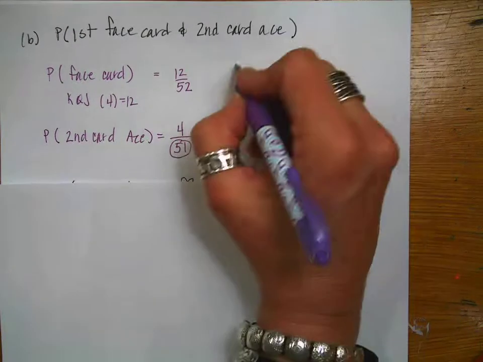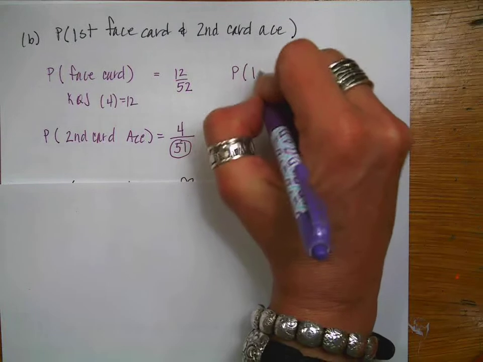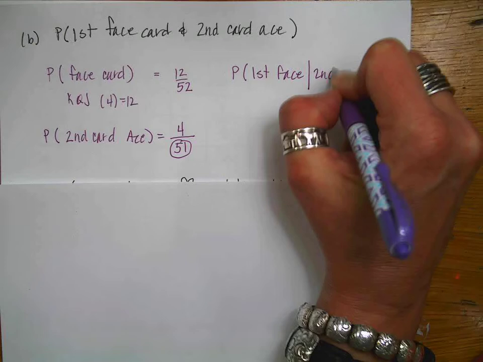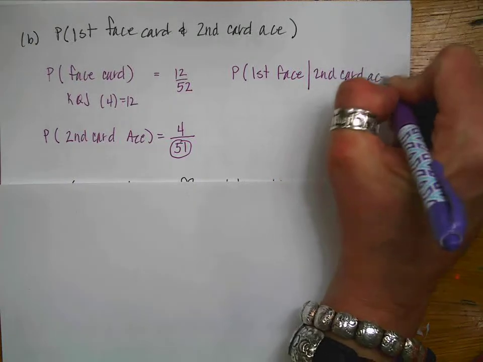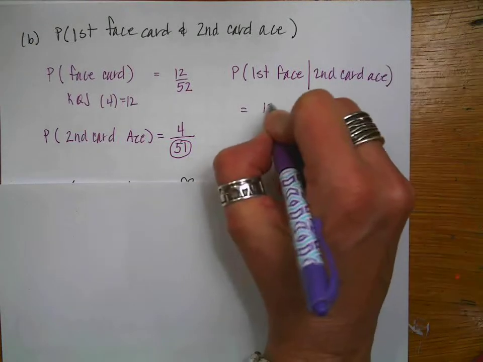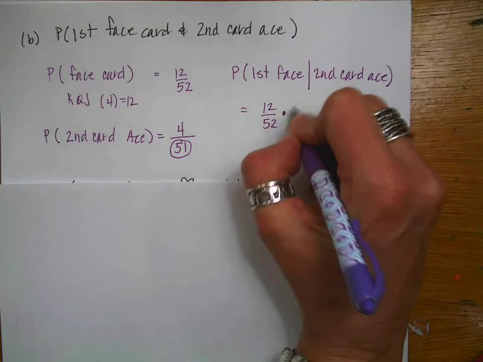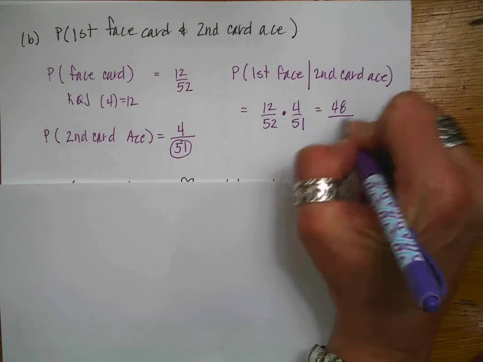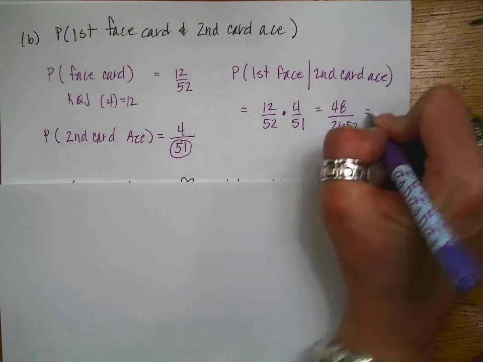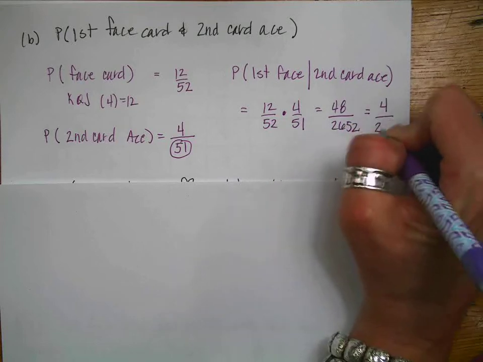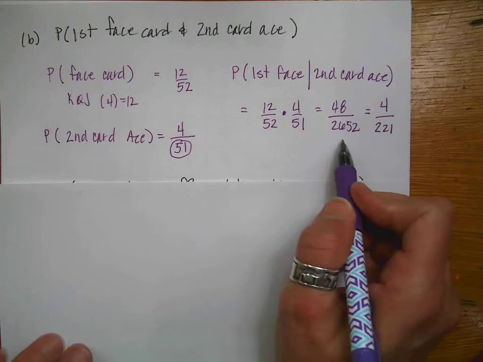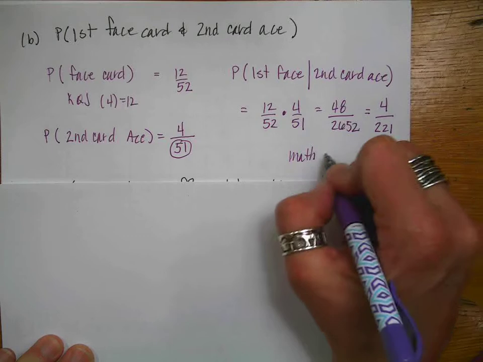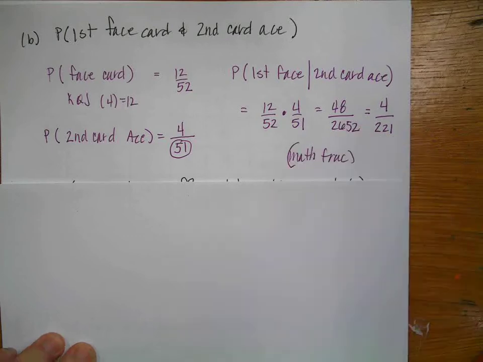So then if we finish this example, I'll do it over here. So then the probability that the first card is a face card and the second card is an ace is going to be the probability of the first card multiplied by the probability of the second card, which is 48 out of 2652, and that's going to be reduced to be 4 out of 221. And remember, you can do this in your calculator, and once you've entered this into your calculator, you're going to math frac it, which is lovely.